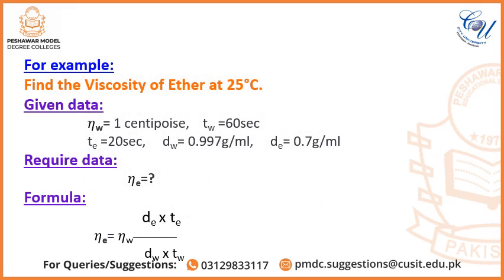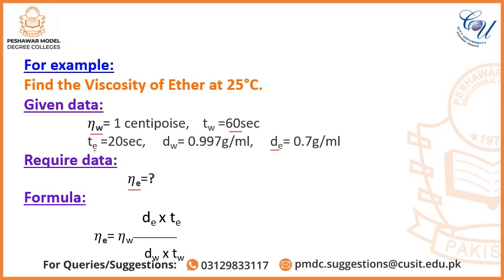For example, find the viscosity of ether at 25 degree centigrade. The given data is, for example, viscosity of water is 1 centipoise at 25 degrees centigrade, time of the flow of water is 60 seconds, time of the flow of ether is 20 seconds, density of water at 25 degrees centigrade is 0.997 gram per ml, while density of ether at 25 degrees centigrade is 0.7 gram per ml.